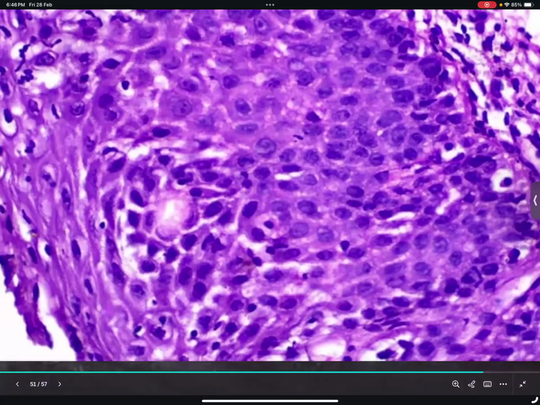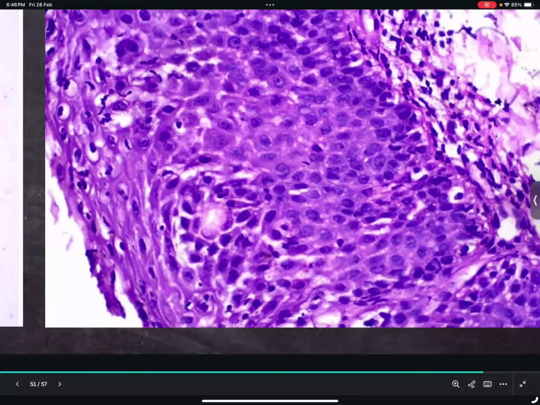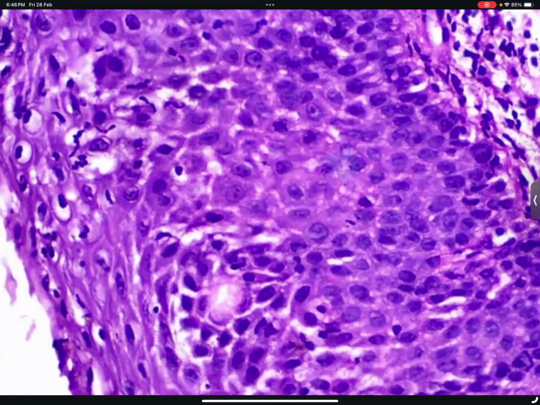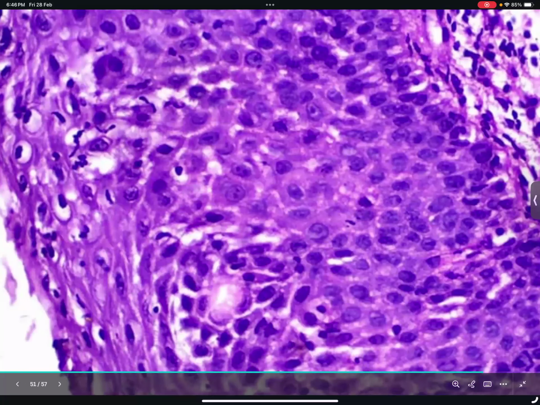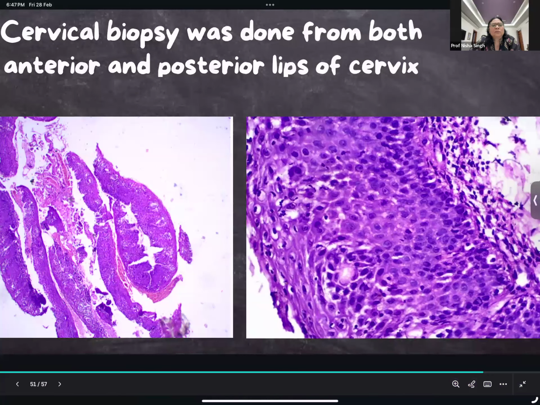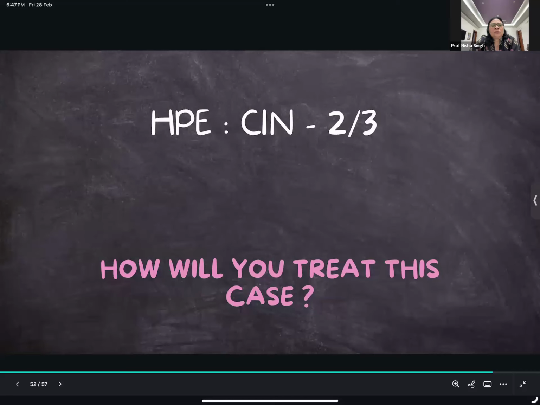This involves the lower one third of the area at this place, and at this place only two thirds of the area is involved. So we write it as CIN2/CIN3, which means this is high grade dysplasia.